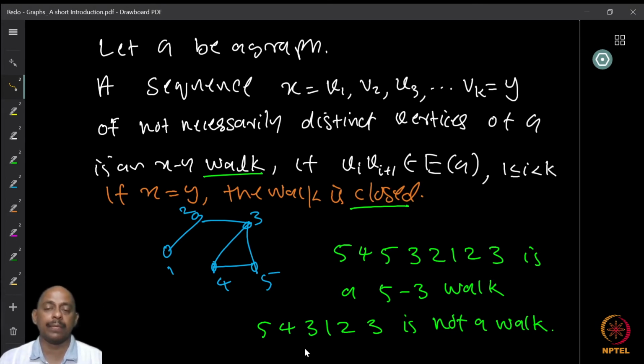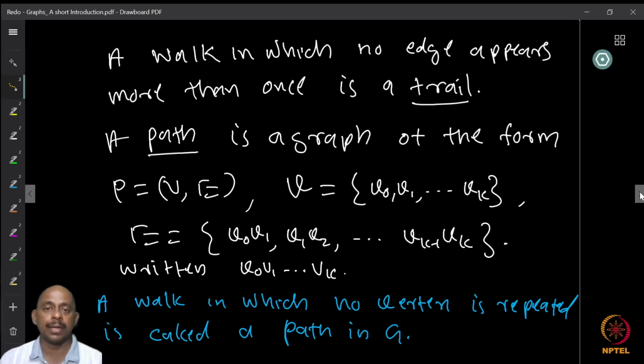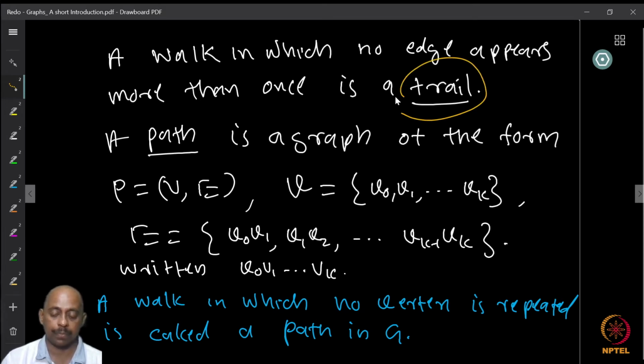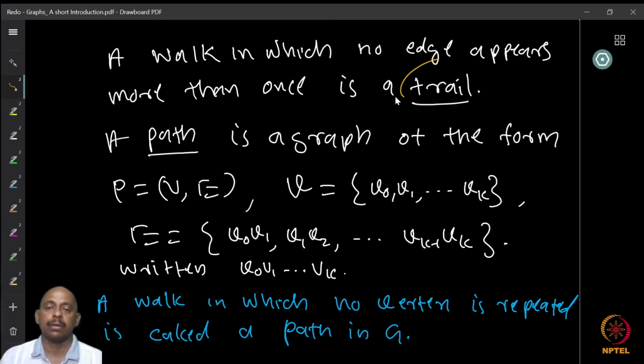Now, suppose you have a walk in which I don't allow the repetition of edges. Then we say it is a trail. So a walk in which no edge appears more than once is called a trail. Trails are walks where you are not allowed to repeat the edges, but you are allowed to repeat the vertices.